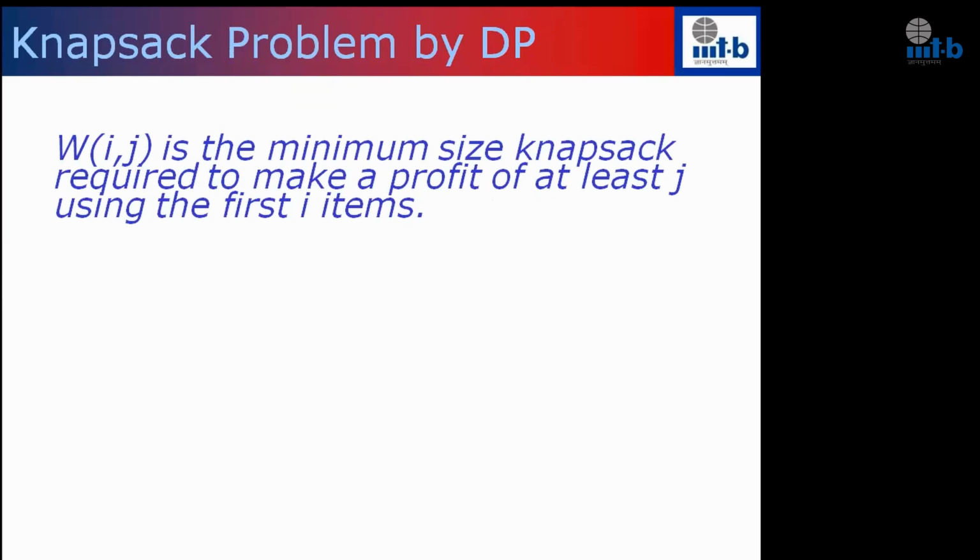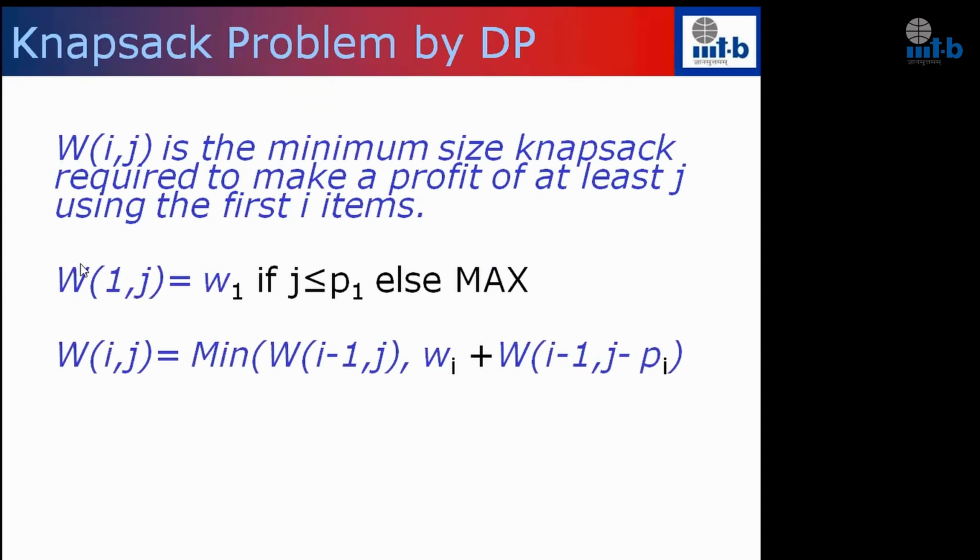Okay. So how do you fill this table? What is the initial step? Suppose I'm given only one item, and the profit that I want to make is smaller than p_1, then the minimum size knapsack that is required is w_1. If you give me any knapsack of size smaller than w_1, then I can't make a profit of p_1.